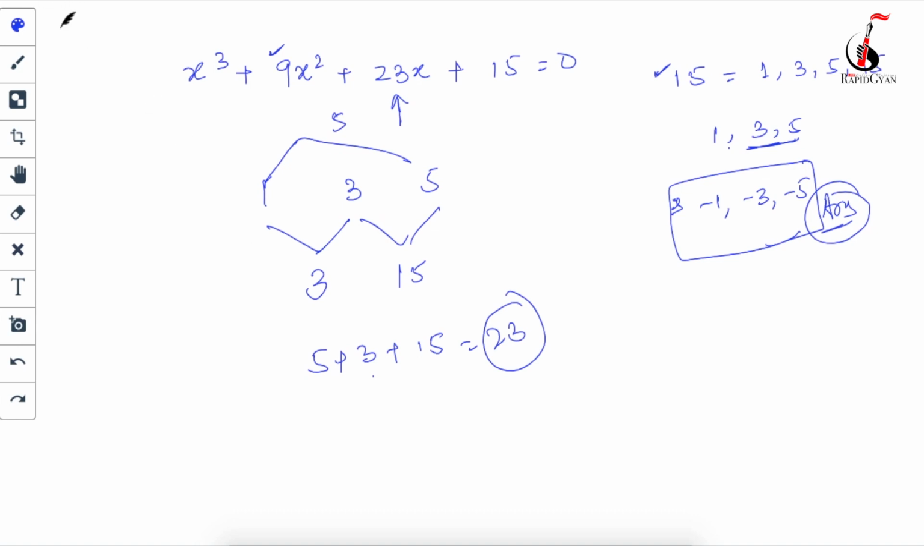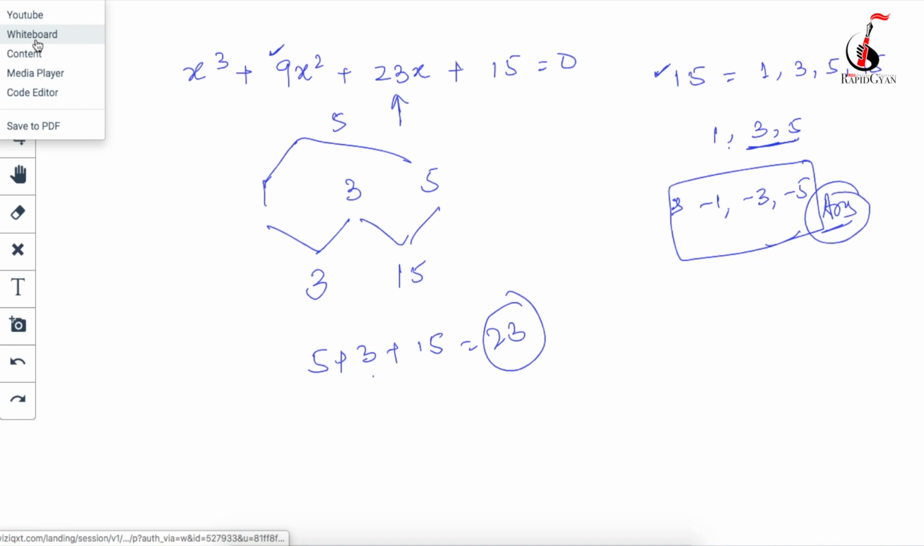Okay, so this was the simple example where we have solved, taking that all the terms are positive and the coefficient of x cube is 1. Now I'm going to take one example where all the terms are not positive, but the coefficient of x cube will remain 1. For example, let's take x cube minus 7x square plus 11x minus 5 is equal to 0.